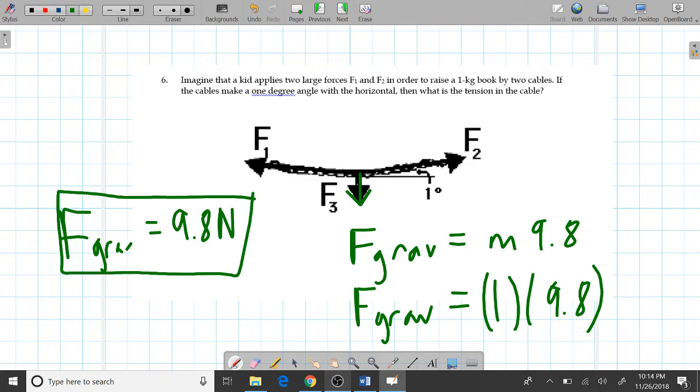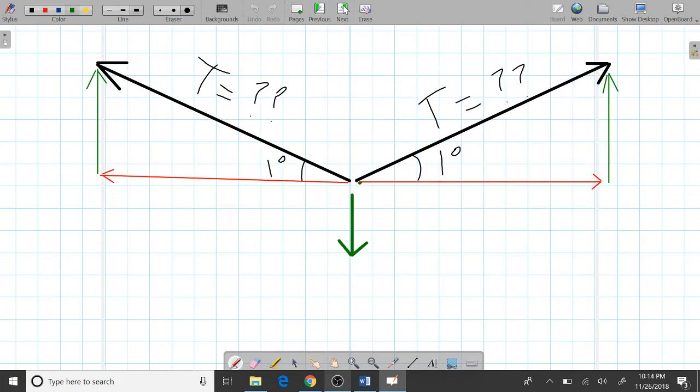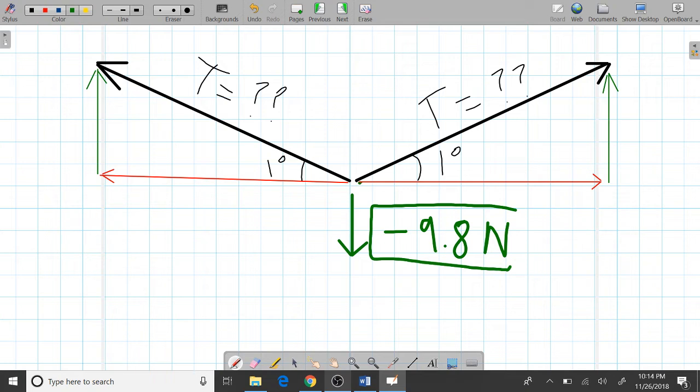So if I come over here, this force right here, I can label that 9.8 newtons. Specifically, I can label it negative 9.8 newtons. Again, I'm labeling it negative because notice this vector here is pointed down. So that's the force of gravity acting on this book.